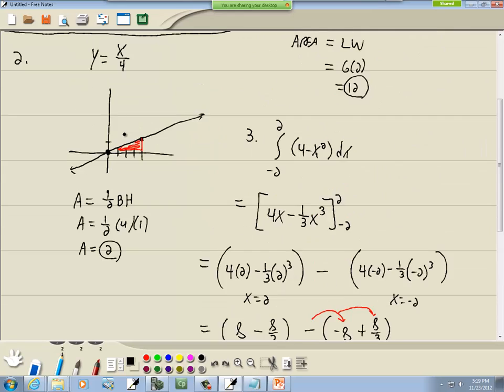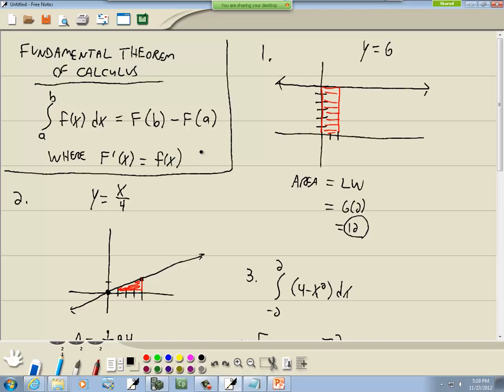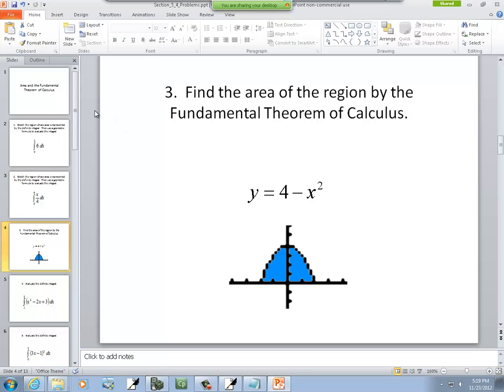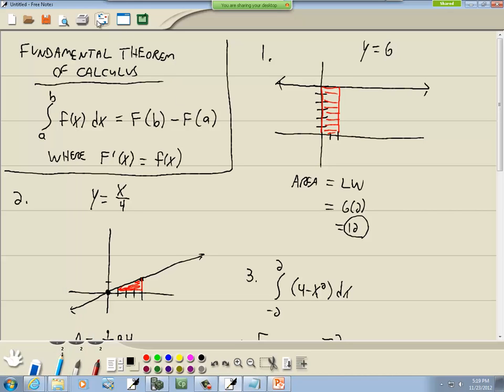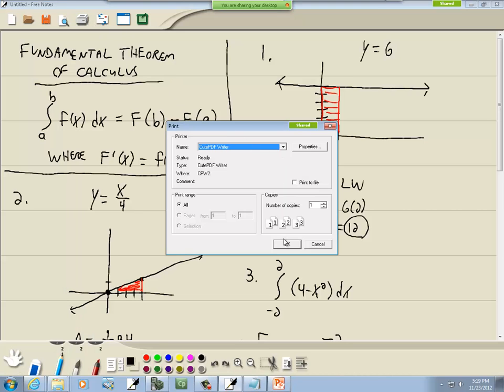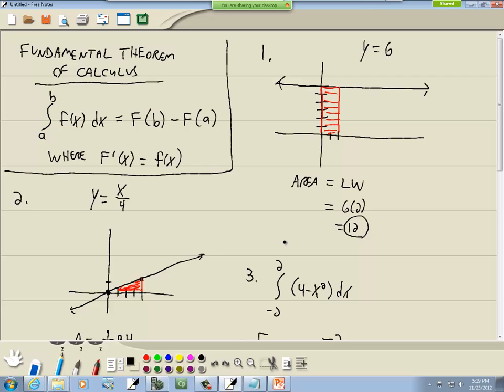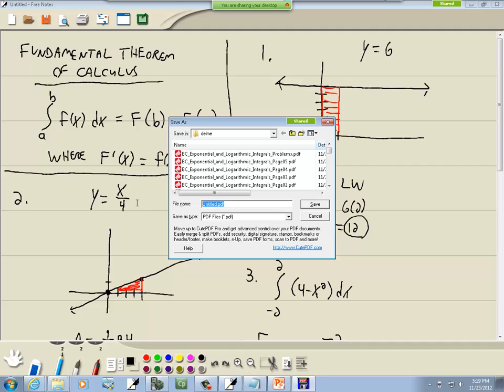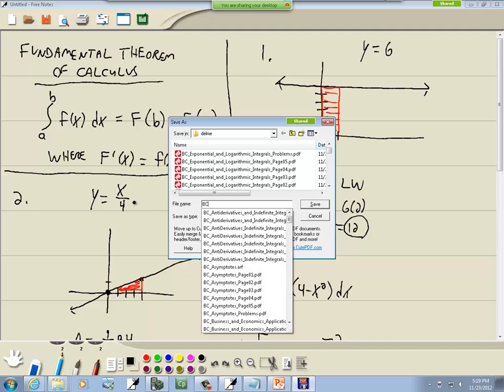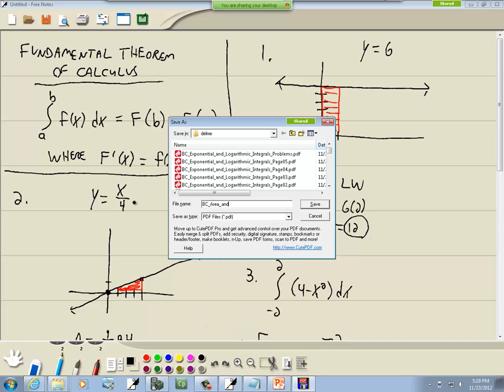Let me save that. Area and the fundamental theorem of calculus.